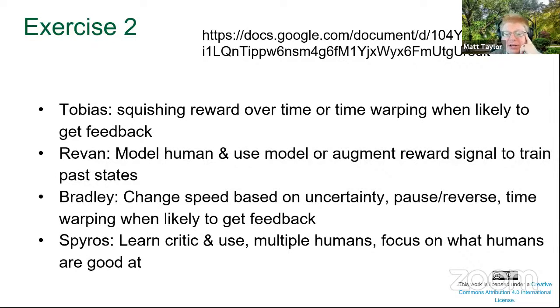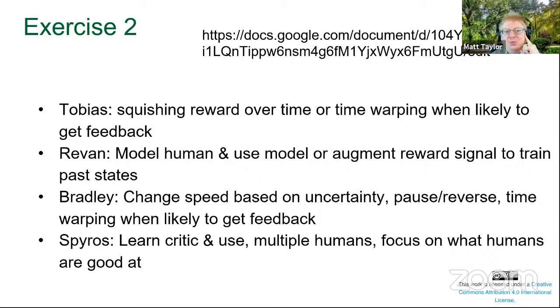And then Spiros had a few ideas. One was to learn a critic. In the actor critic framework, you've got something that's taking actions and the other that's criticizing it. Well, if you could have a human teach a critic, then you could take that critic and the actor, go onto a cluster and run at superhuman speed. And that's an idea I'm pretty excited about.